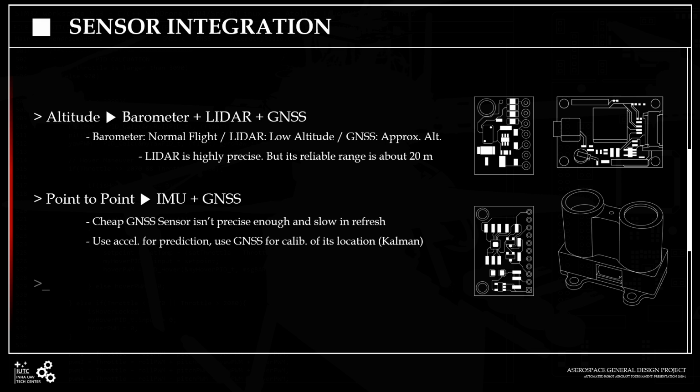About altitude control, we used 3 sensors. Considering the characteristics of each sensor, we used the barometer and LiDAR as primary sensors, and GPS as an alternate sensor. LiDAR showed the most precise result, but we couldn't use it at higher altitude due to its short range. Lastly, we used IMU and GPS on point-to-point maneuver. The major reason why we need the IMU for position holding is because GPS is too slow in refresh rate. We used a Kalman filter for it.